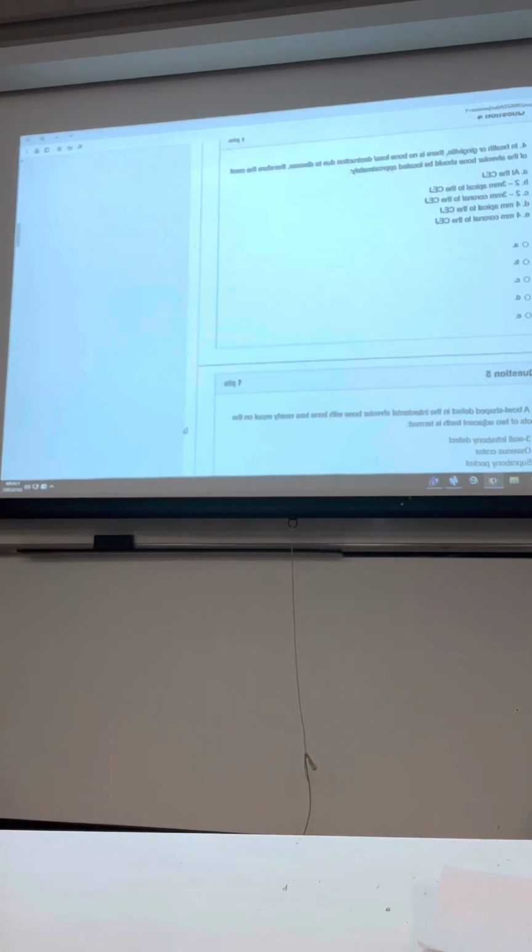Number 4, in health or gingivitis, there is no bone loss, destruction due to disease. Therefore, the crest of alveolar bone should be located approximately where? Yes, apical 2 to 3 millimeters. So the answer is B.